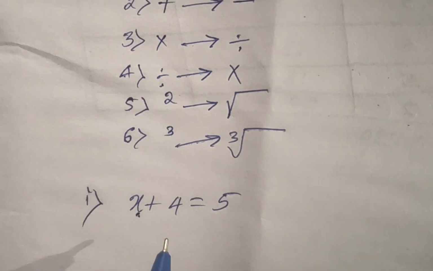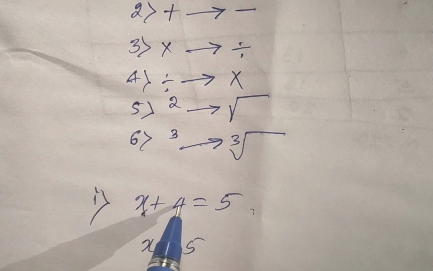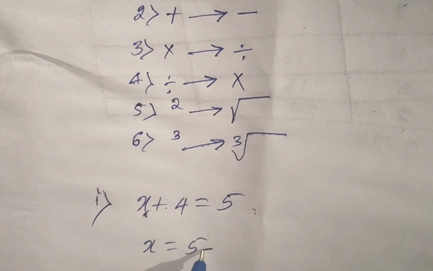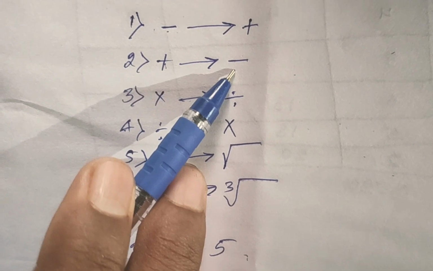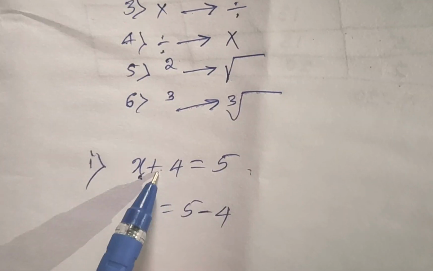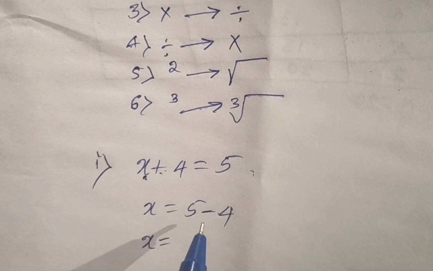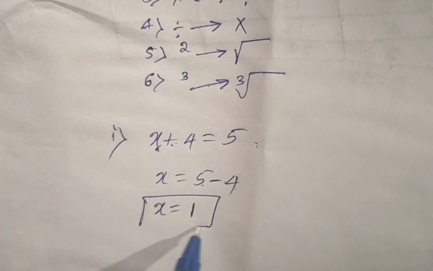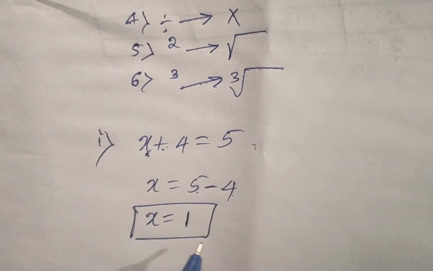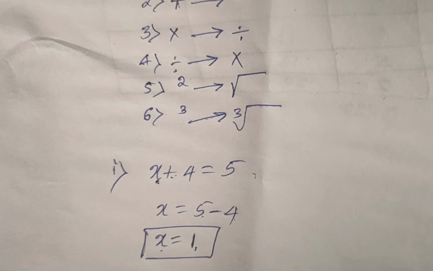देखो, you just shift this 4 to this side. x is equal to 5, and plus 4 is there, that becomes minus 4. I told you, when plus is there, it becomes minus. So here also plus is there, it becomes minus. So 5 minus 4, what will happen? 1. So x is equal to 1. So already I told you that the x value is 1. So now we can verify it.